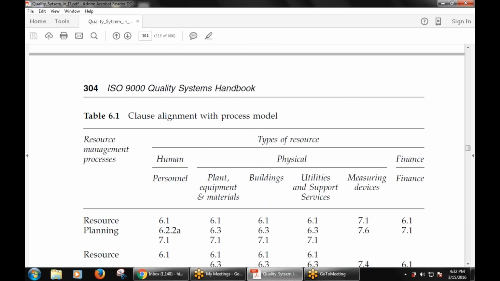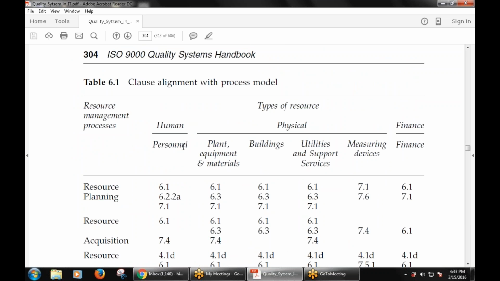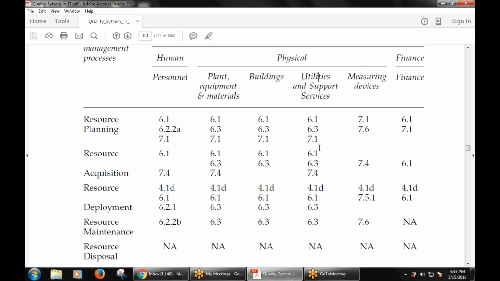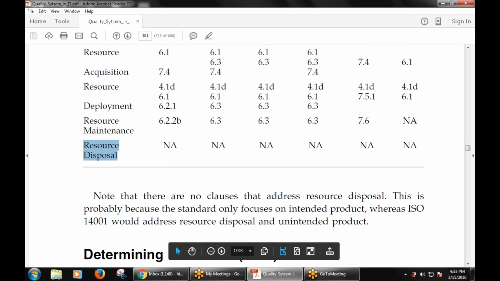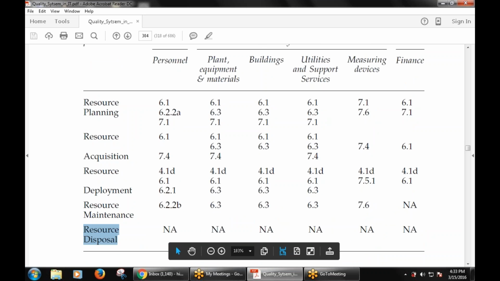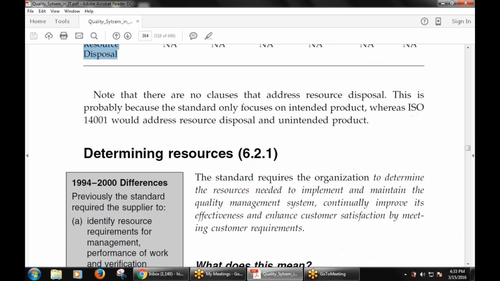Now, this is a close alignment with the process model. There is a resource management process. There is a type of the resources: human, physical, and finance. So there are three types of resources required. Human includes the personnel. Physical includes the plants, equipment, building, material, utility, support. These are the various phases: first resource planning, then resource acquisition, then resource deployment, then resource maintenance, and resource disposal. These are the steps in resource management.